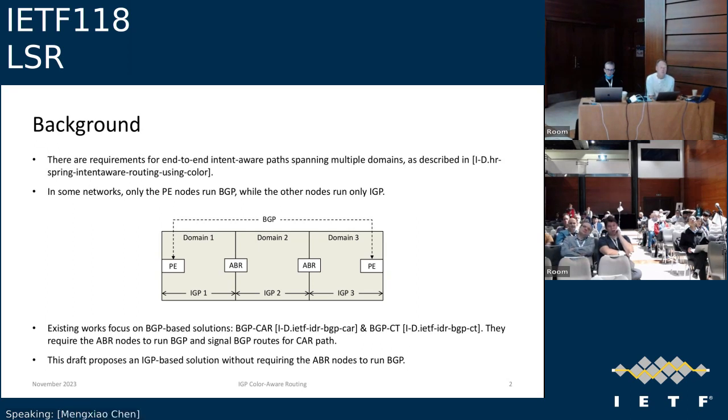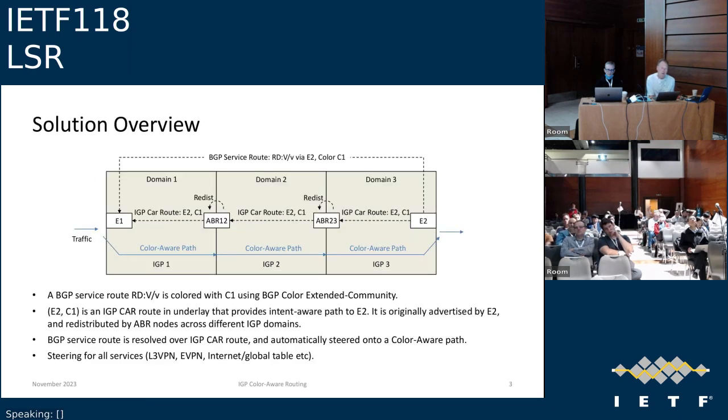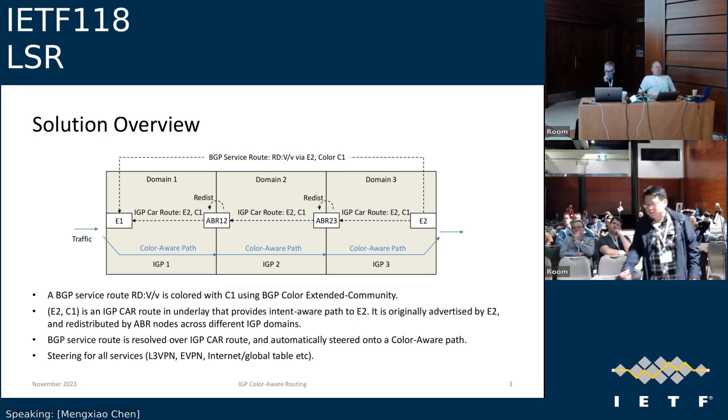This draft proposes an IGP-based solution without requiring the ABR or ASBR nodes to run BGP. The overall mechanism of IGP color-aware routing is similar to the BGP-based solution. There are two types of routes, service route and CAR route. The BGP service route is colored with C1 using extended community, which is the same as the BGP-based solution. The difference is that the CAR route is distributed by IGP rather than BGP.